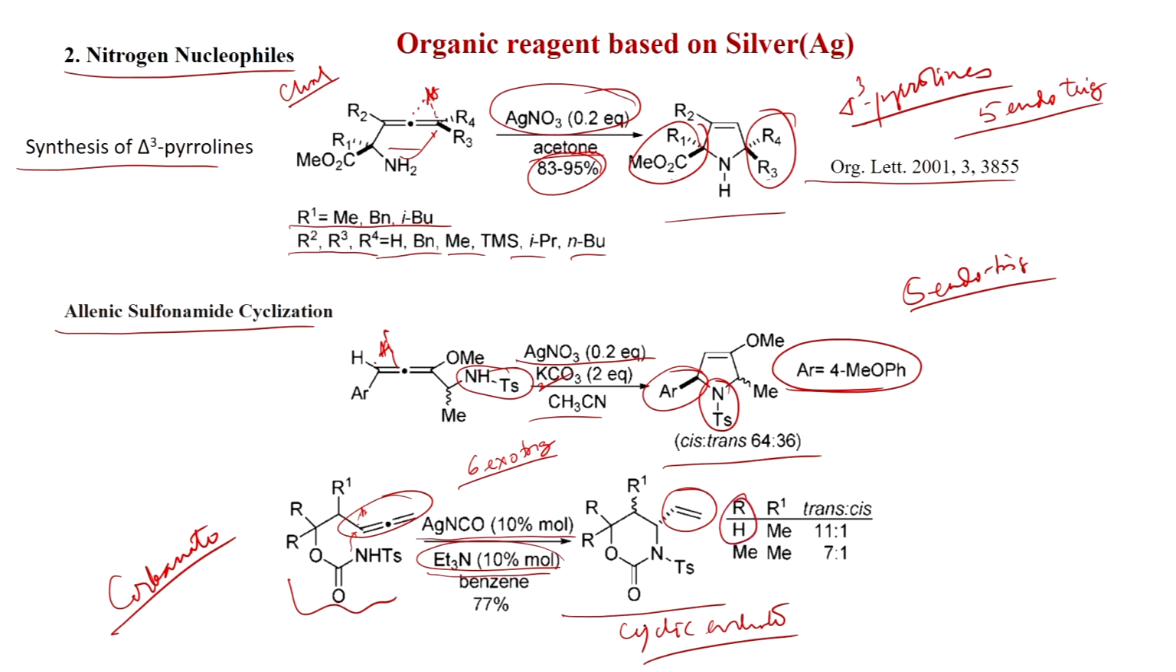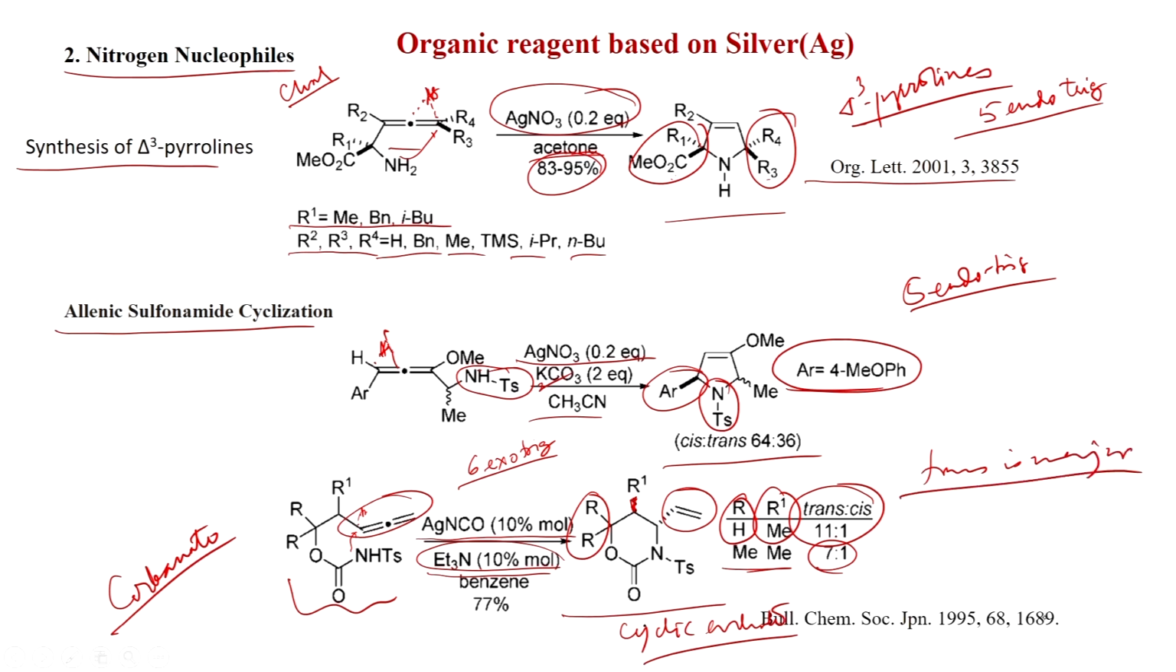When R is equal to hydrogen, R1 is equal to methyl, then the trans ratio is 11:1. So this is the trans one. And when both are methyl, R is equal to methyl, R1 also methyl, then 7:1. So trans is major, and this was published in Bulletin of the Chemical Society of Japan 1995, page number is 1689.